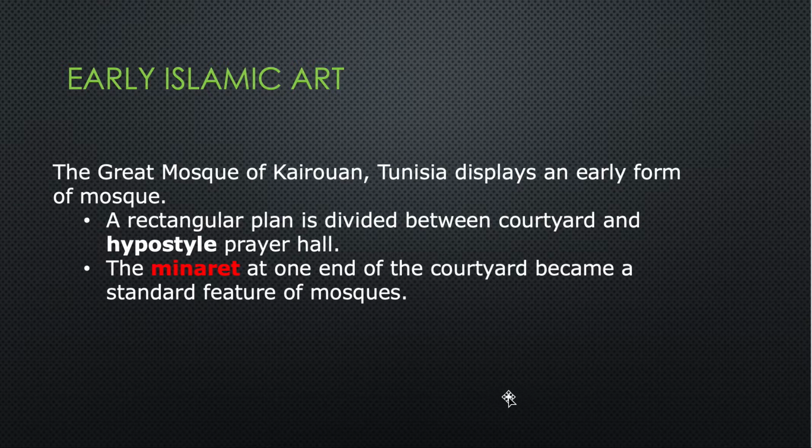So we're going to look at a very old mosque, a very old form of mosque, the Great Mosque at Kairouan, Tunisia, and it displays an early form. The rectangular plan is divided between courtyard and hypostyle prayer hall. The minaret at one end of the courtyard became a standard feature of mosques.